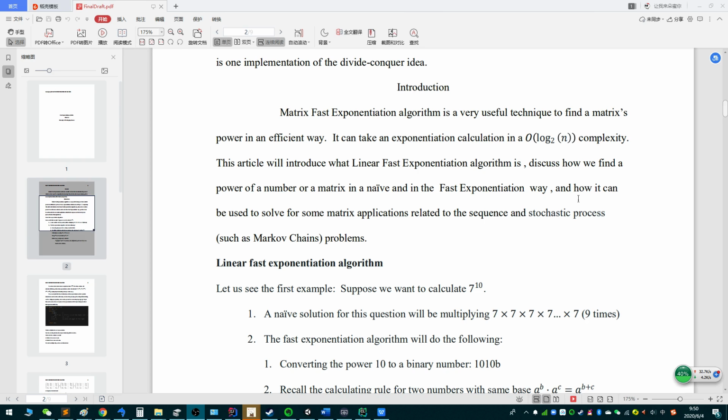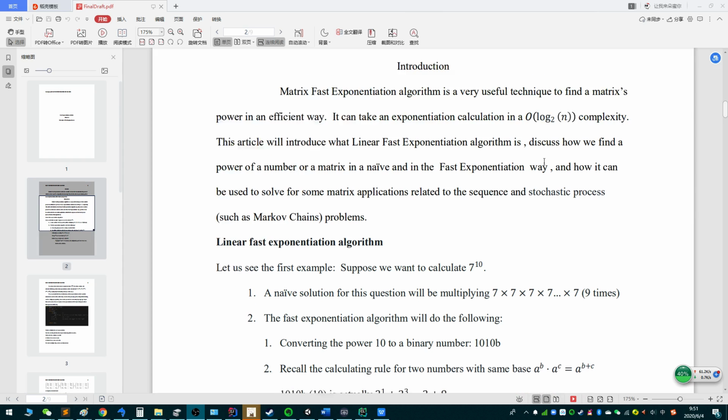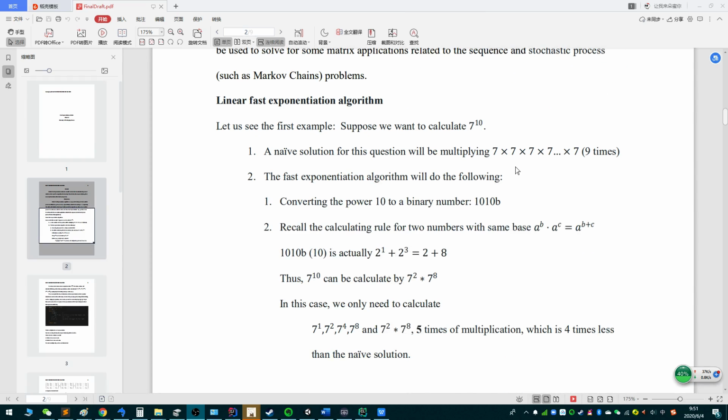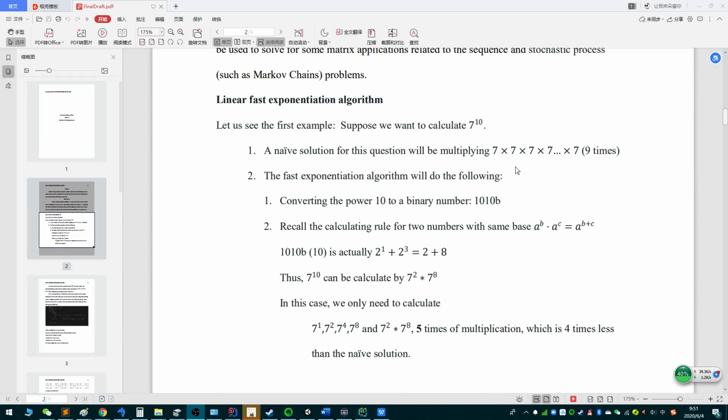And it can also apply on the matrix, but it's not an application. It's such a nice tool to use to solve applications that can be modeled into the power of matrix. And you will see two examples later. Let's see the first example so that you will know the brief concept of what it is.